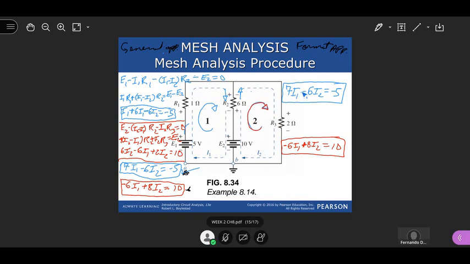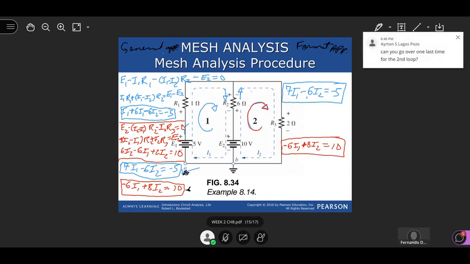You see that this is equal to that, and this is equal to that. But to get this, I have to go through all these steps here. Any questions so far here? Do you have any question on how to get the equations using branch current analysis, using mesh analysis general approach, or using mesh analysis format approach?